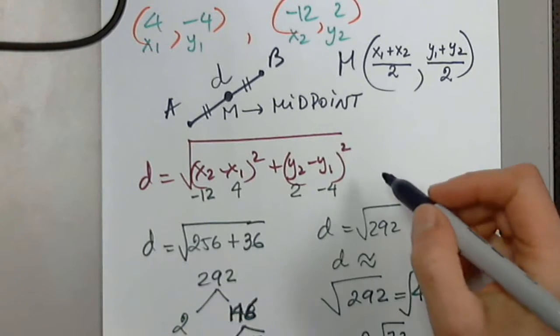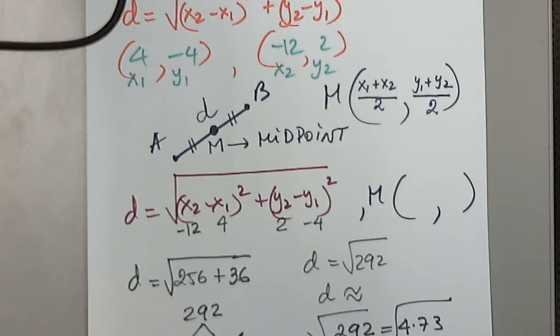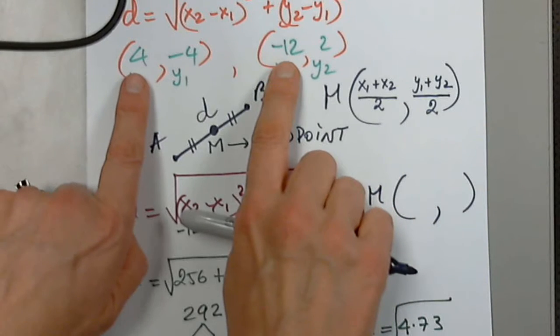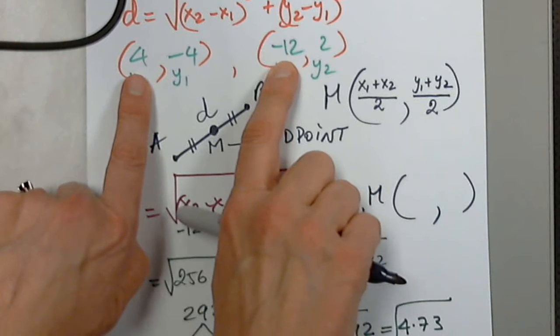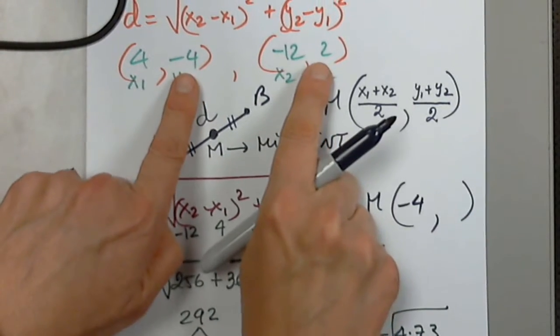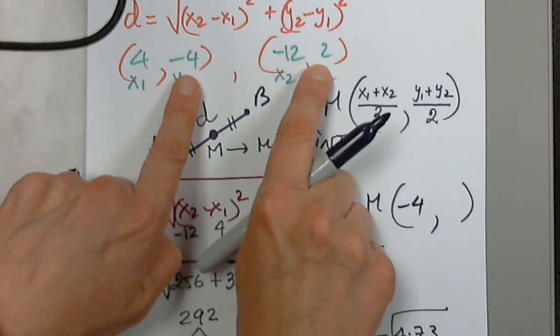So now let's also determine the midpoint for the same 2 points that he gave me. So I have to add the x values, the x coordinates. Please add the x coordinates. Negative 8 divided by 2. Very good. Let's add the y coordinates. Negative 2 divided by 2.